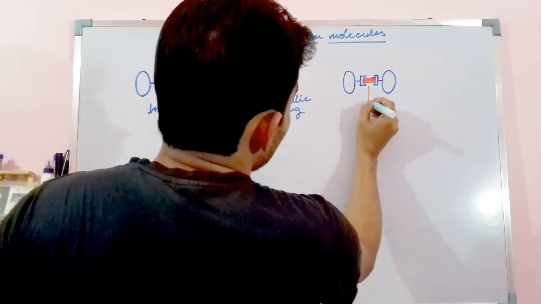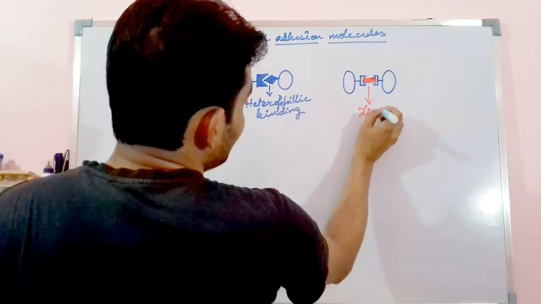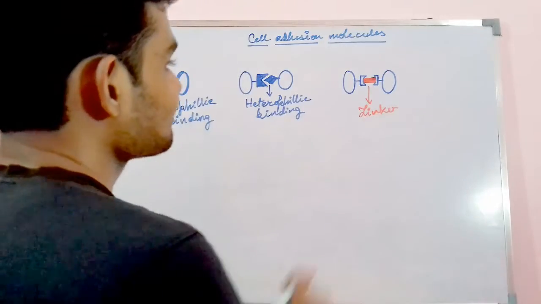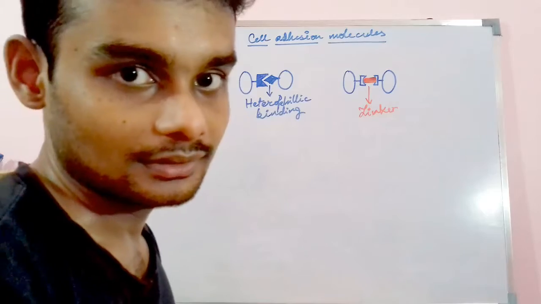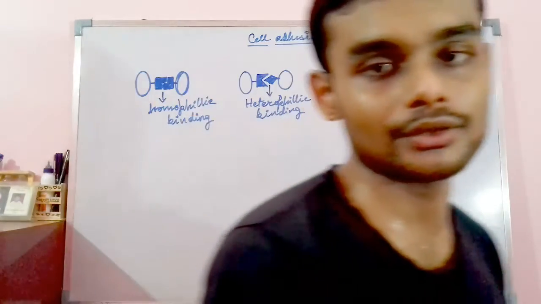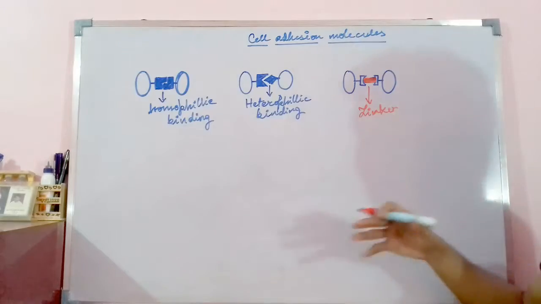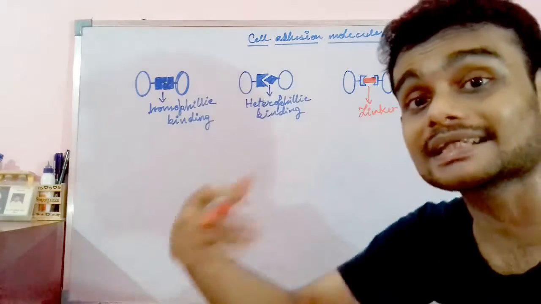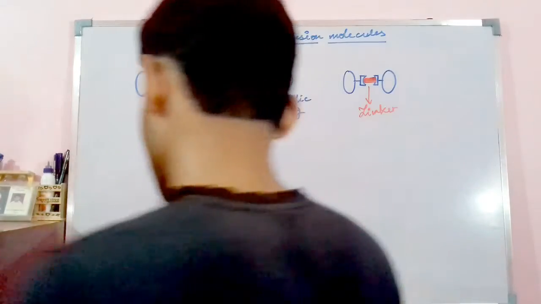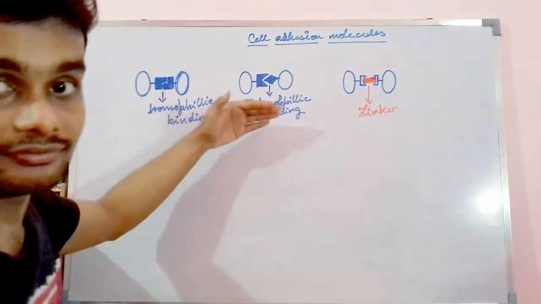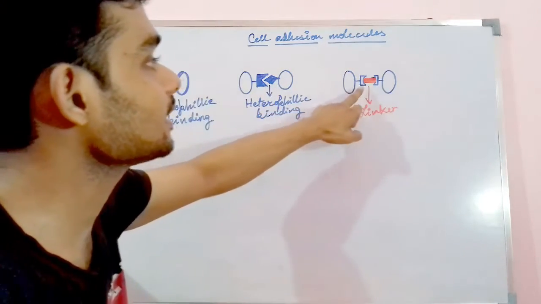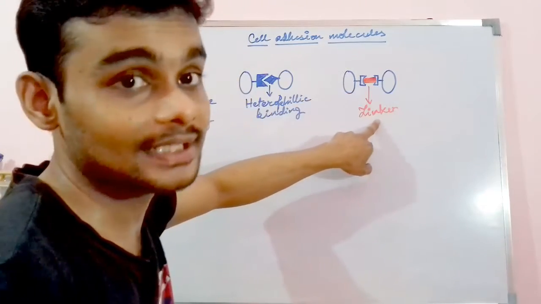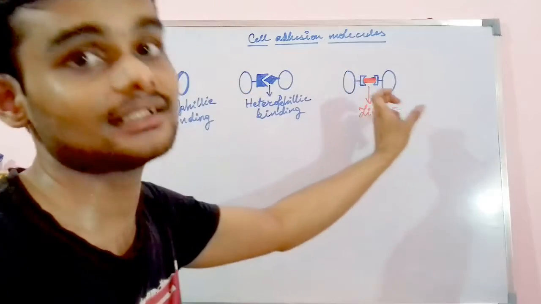This particular molecule present in the middle is called the linker. So this type of binding is called linker molecule binding. Unlike the other two, where the proteins which help binding were present along with the cell itself, here the two cells are taking the help of a separate molecule, a linker, which helps in linking or attaching these two molecules with each other.